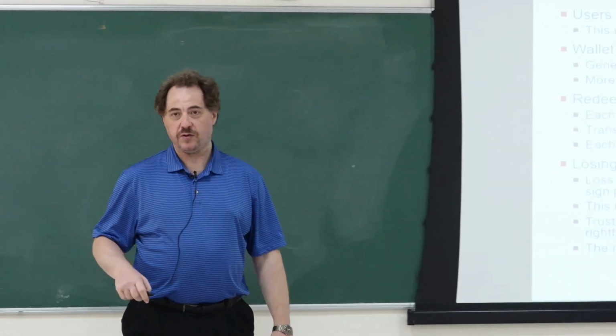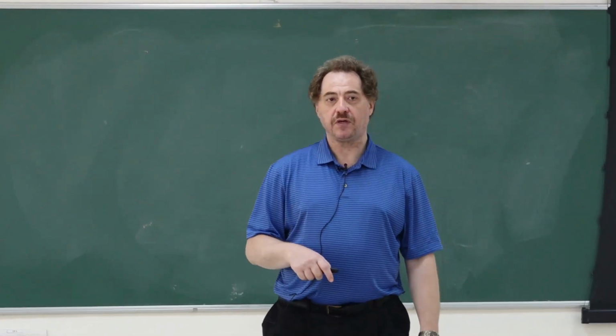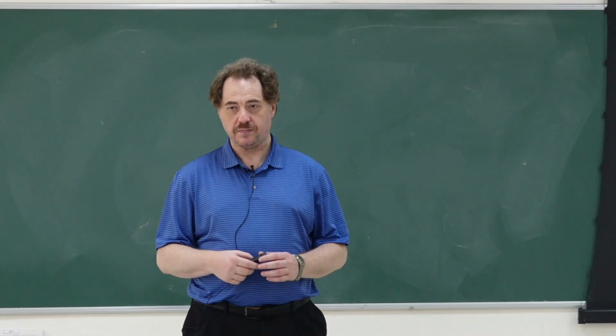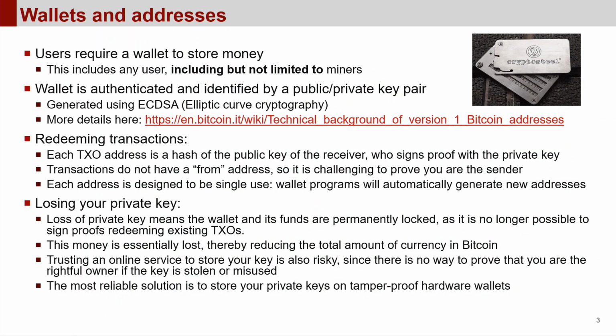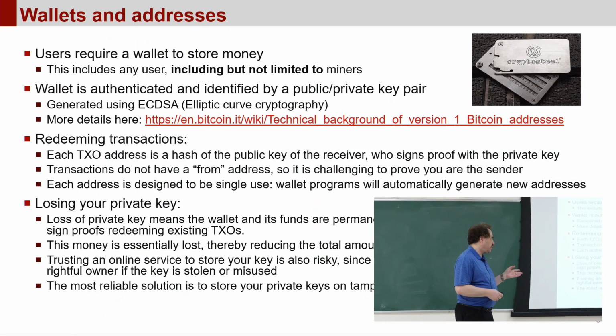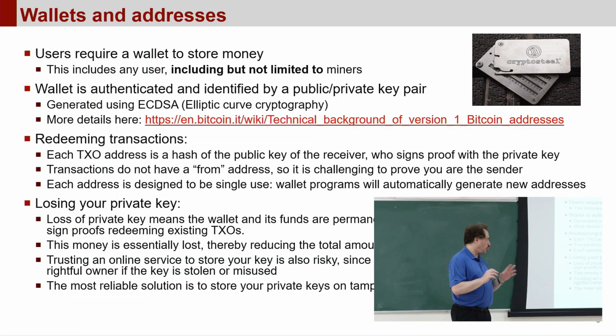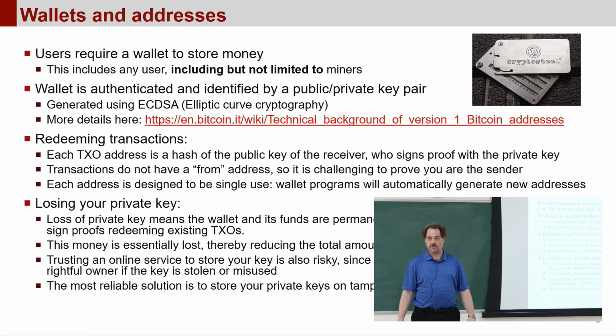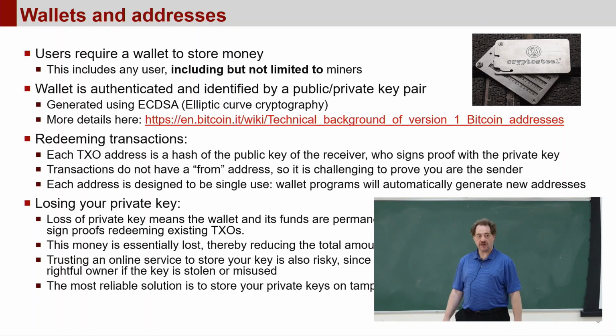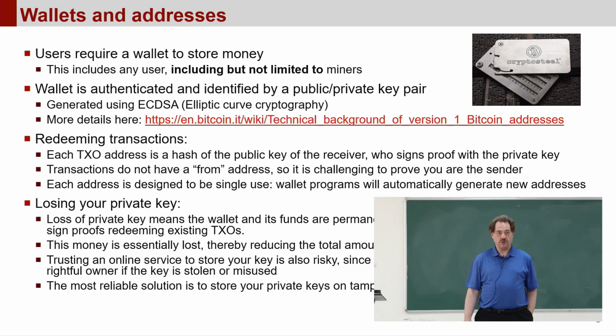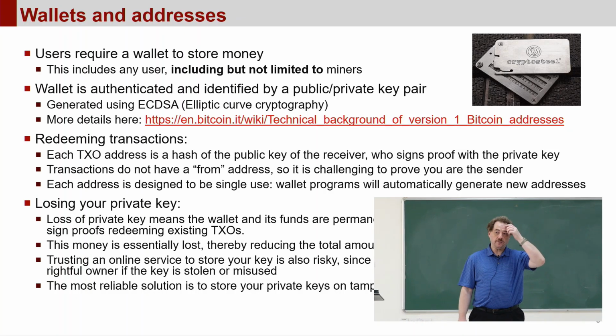Now the fun part, what happens if you lose the private key? Loss of private key means that the wallet and its funds are permanently locked, as it's no longer possible to sign proofs redeeming existing TXOs. Since Alice is not able to produce signatures any longer, it means that everything that was transferred to the wallet in the past is no longer accessible.